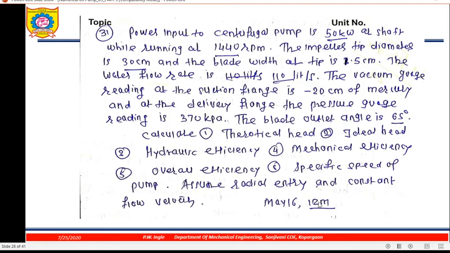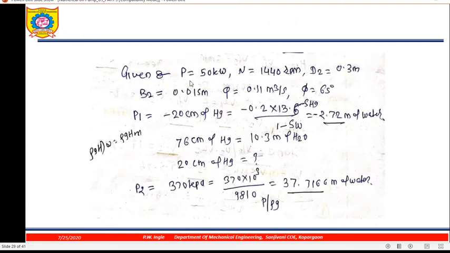So VW1 is 0 and constant flow velocity, that is Vf1 equal to Vf2. So P is given, N is given, D2, P2, Q, phi, P1. Okay, what is P1? It's minus 20 centimeter of Hg. So you convert it into meter of water.